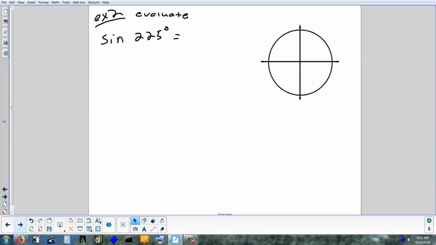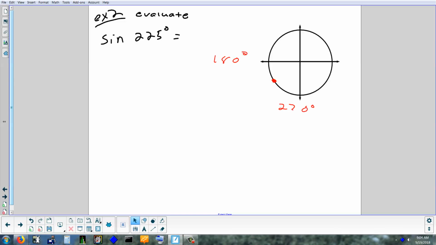All right, let's try 225. So we should kind of have an idea of where that's going to be. We know it's between 180 and 270. But is it closer to 180? Is it going to be closer to 270? Or is it going to be right in the middle? In the middle. Yeah, 225 is a multiple of 45, because it ends in a 5. And it's right halfway between the two.